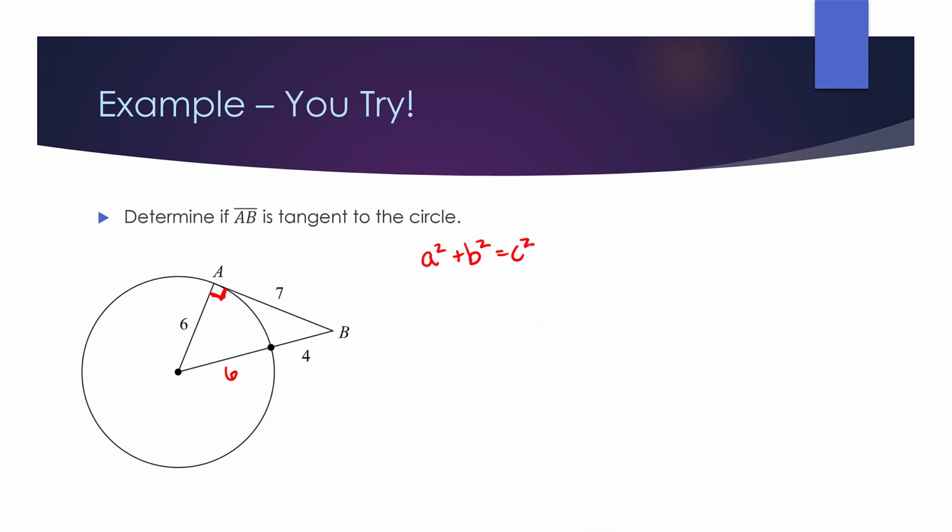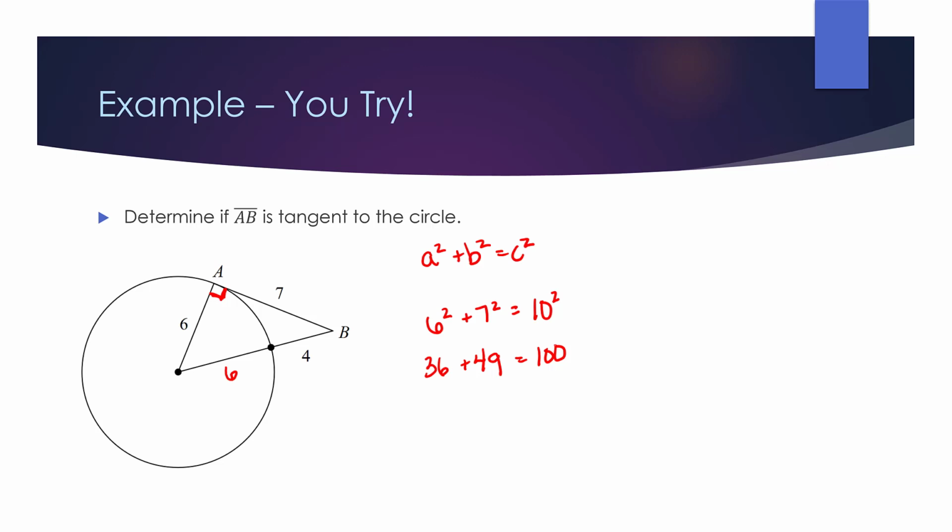All right, so let's just run through this real quickly. So A and B are the sides of my triangle. So 6 squared plus 7 squared. And C is the hypotenuse, but we want the entire length of the hypotenuse. So we want 6 plus 4, that whole length. 6 plus 4 is 10, so we're going to square that. 6 squared is 36, and 7 squared is 49.